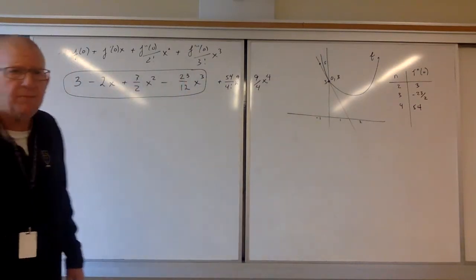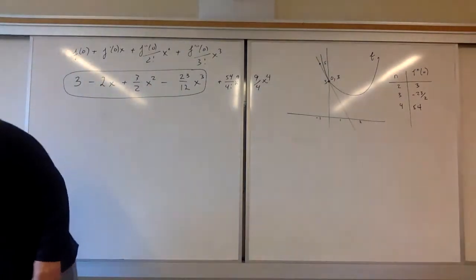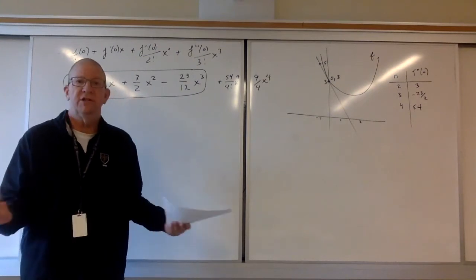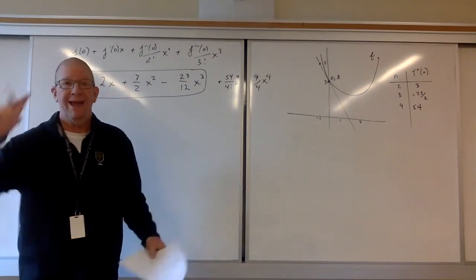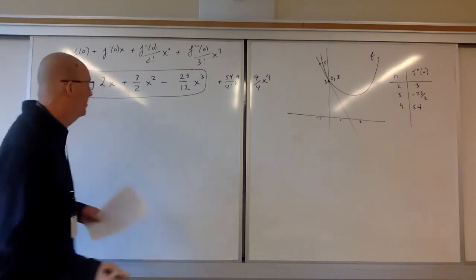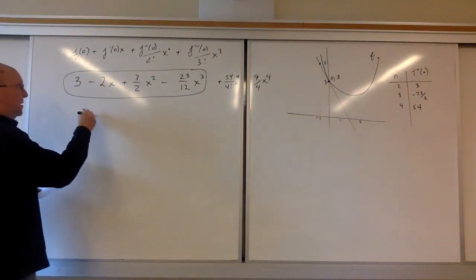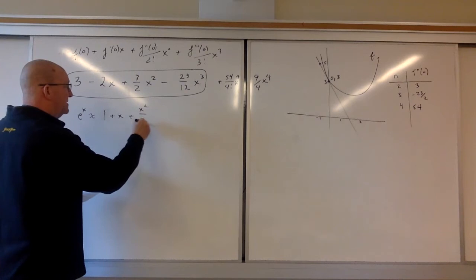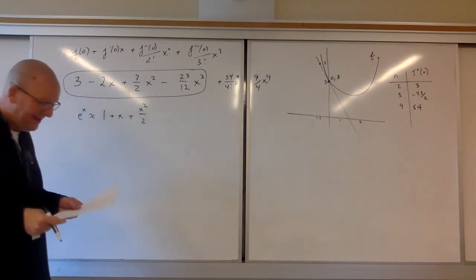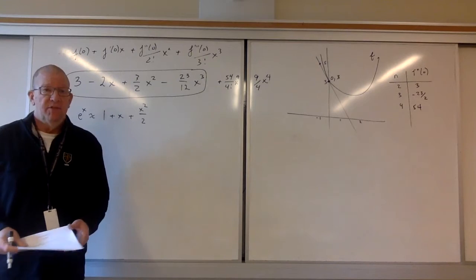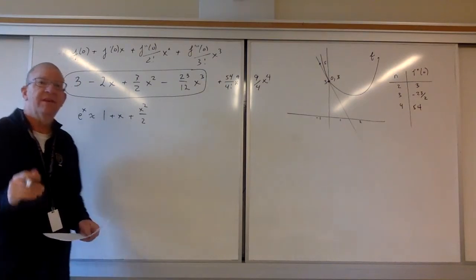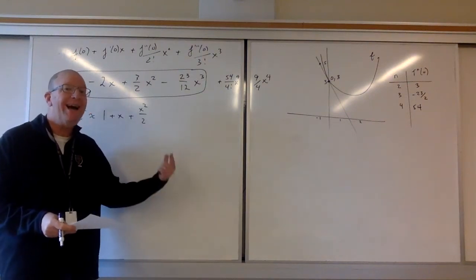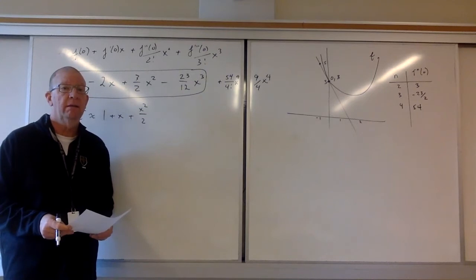All right, let's go on to part B. Part B says write the first 3 non-zero terms of the Maclaurin series for e to the x. Okay, I've got that in my head. So here we go. e to the x is approximately equal to 1 plus x plus x squared over 2. Now, the second half of part B says, give me the second degree polynomial for e to the x times f of x from part A.